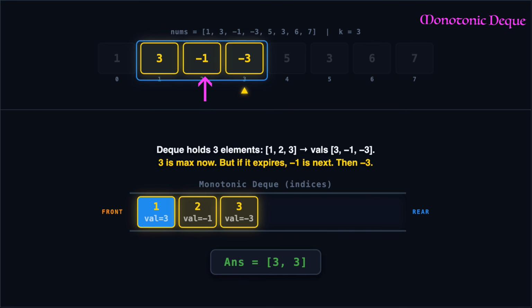Nothing was popped when -1 or -3 came in. Both were smaller than what was already there, so we just appended them. But why do we keep them at all? Because they are newer.